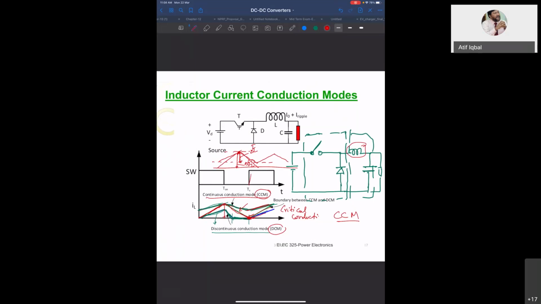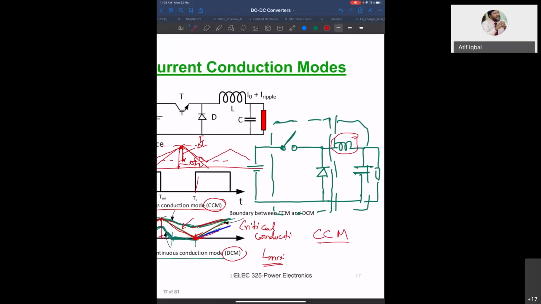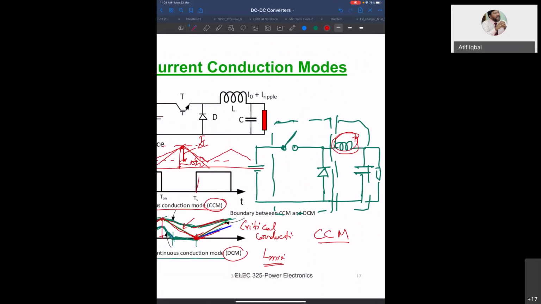But whenever you design any converter, usually it is asked, what is the boundary condition? Means what is the value of minimum inductance that we have to keep? Because if the inductance value is too low, what happens? Physically, when the inductor gets charged, the current rises. And when the inductor gets discharged, the current falls.